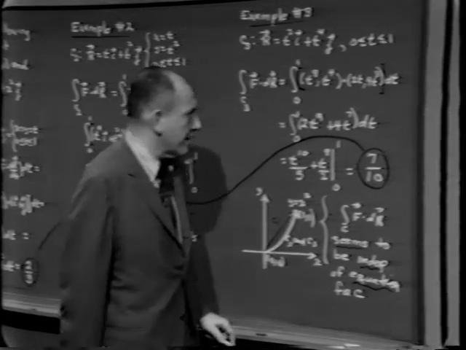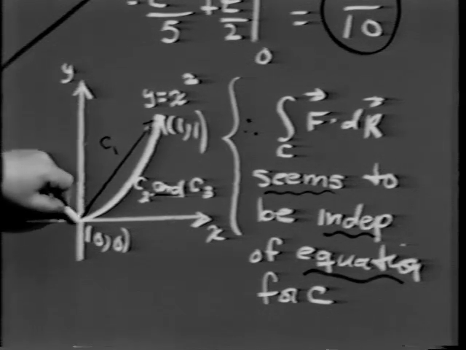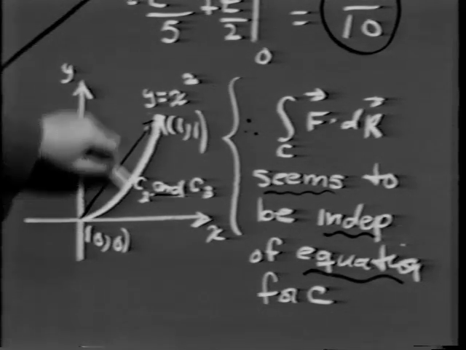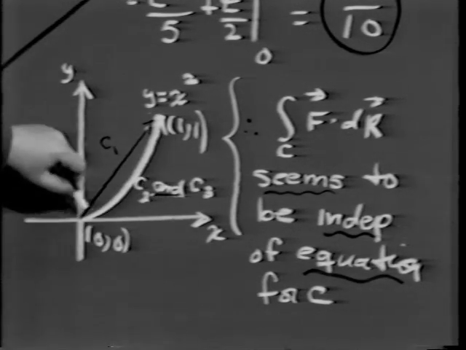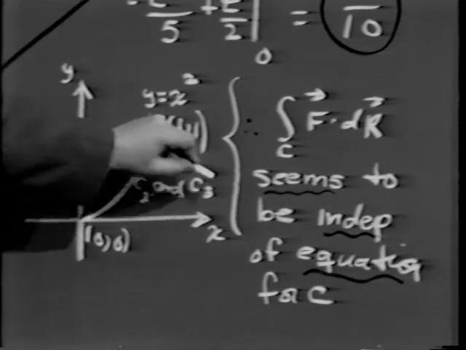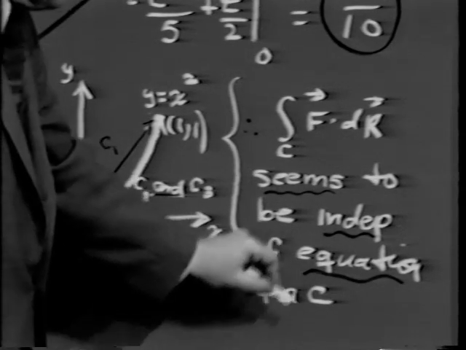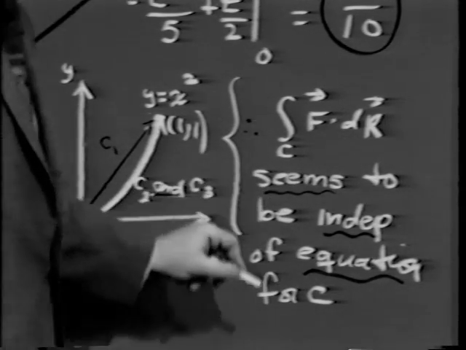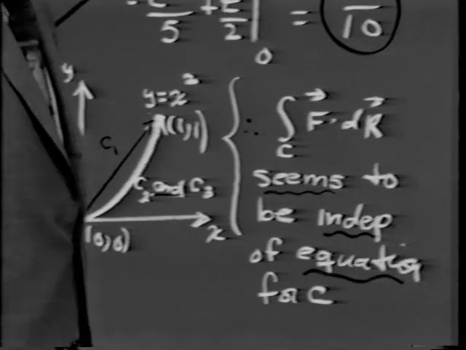But I simply wanted to give you an example to show at least that the mathematical definition appears to be consistent. In other words, along the curve C1, we got a different amount of work done than along the curves C2 or C3, but C2 and C3 were actually the same curve given by two different equations. So at any rate, the work does seem to depend on the curve, but it seems to be independent of the equation by which the curve is represented.